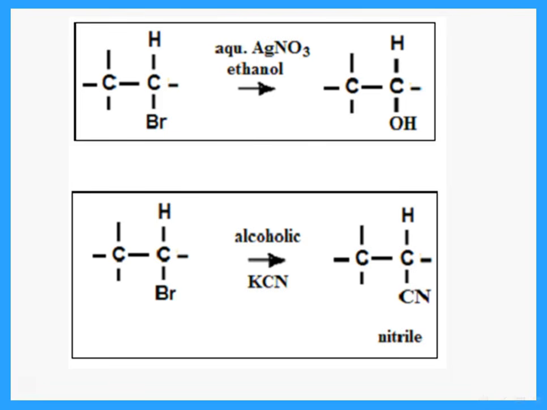Now, if I want to replace the Br with OH, I can also react with aqueous silver nitrate and ethanol. That would also change the halogenoalkane into an alcohol. Now, if I want to replace the Br with CN, CN is a nitrile group, we react the halogenoalkane with alcoholic KCN. That means it is potassium cyanide in the presence of ethanol.